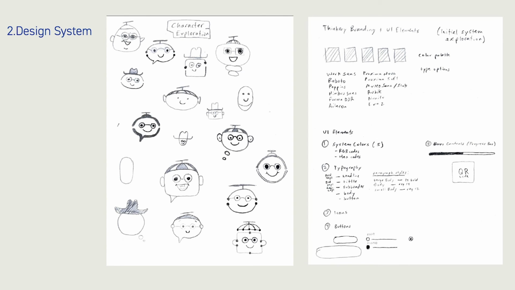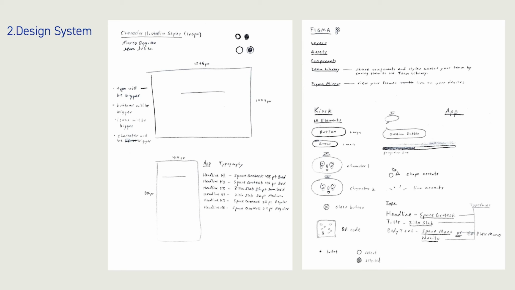And they create design systems. So they created illustrations, their characters, typography, icons and buttons, and also colors. And also they talk about the QR code and what the buttons are going to look like and what their chosen illustrations will be.